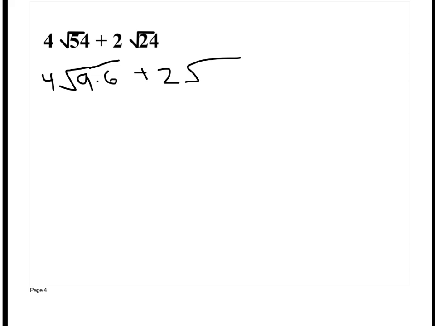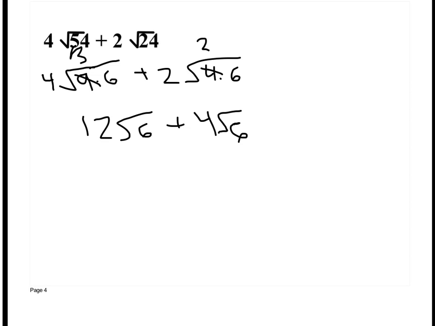5 and 5? That's 25. This is 24 here. 4. Okay? It'd be 6 and 4. You want to have a 6 underneath there, because that's what's going to be left for each one of these. Square root of 9 is 3. Square root of 4 is 2. That gives you 12 square root of 6 plus 4 square root of 6, and adding those gives you 16 square root of 6.